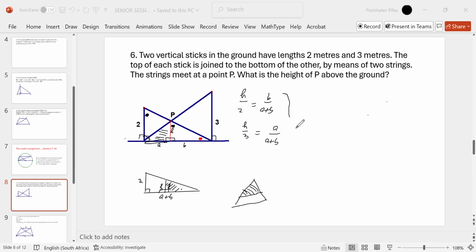So you got these two equations. And the problem is to find H. And you got 3 unknowns, 2 equations. So how do you do it? The trick is to see that when you add these 2, I'm going to get 1. Beautiful. H over 2 plus H over 3. Same denominator, A plus B over A plus B. Goodbye, A plus B, A and B, bad guys. So that gives you a single equation with 1 unknown.